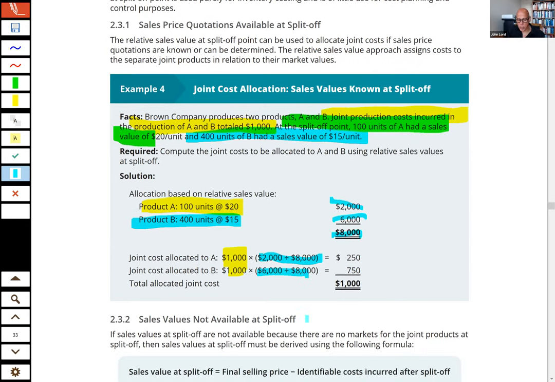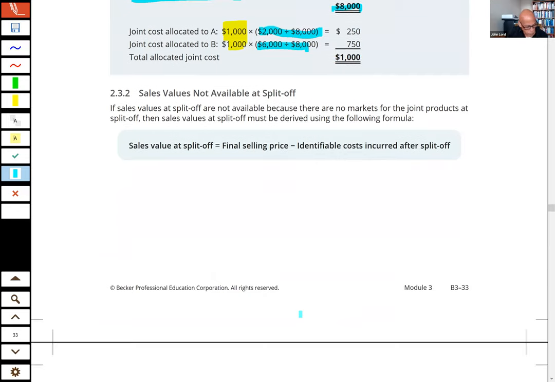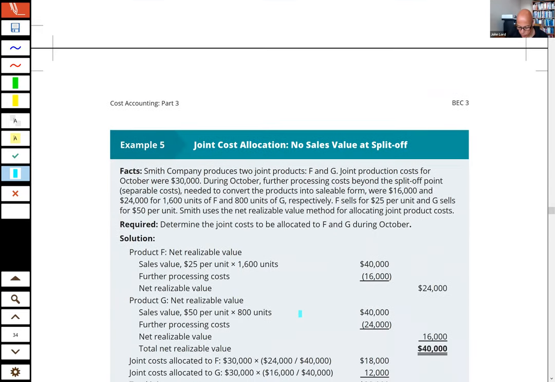Okay, now this assumes that you might have two joint products that you could sell without any further processing. That may not be realistic. Going back to our idea of running shoes versus basketball shoes, some of the basic elements that might be consistent between both are going to start to change pretty significantly, and there's going to be further processing involved. So we may need to look at net realizable value after the split off. Now coming over to the next page, let's take a look at how we would do that.